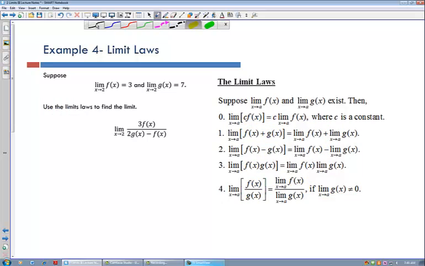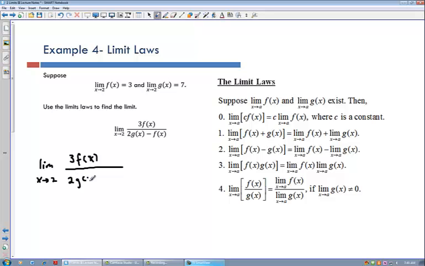And this is more of an exercise in trying to get your brain to understand what's really going on here when you do limits. So the limit as x goes to 2 of 3 f of x, all divided by 2 g of x minus f of x. So this is sort of a fun little game. The idea is you know that two limits exist. So you know this limit exists and that limit exists.